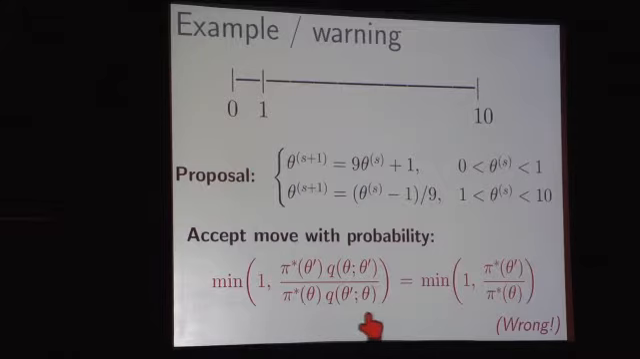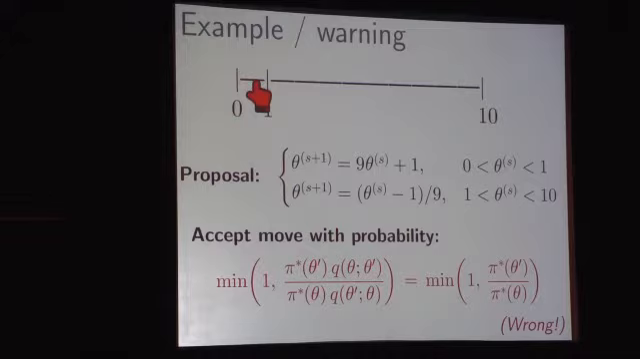So if I wanted to run the algorithm, I need to compute this acceptance probability. These proposals are deterministic. So the probability of proposing this particular move is 1. So I've got 1 divided by 1, which cancels, and I could accept with that probability. And what I've just told you is totally wrong. So if you run this algorithm, you don't leave the stationary distribution invariant, and I've done something mathematically evil.